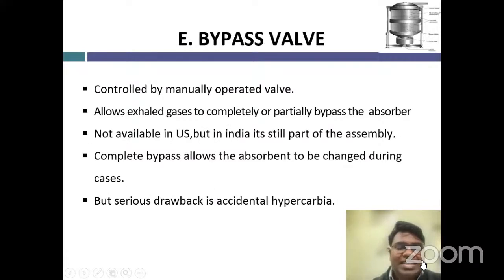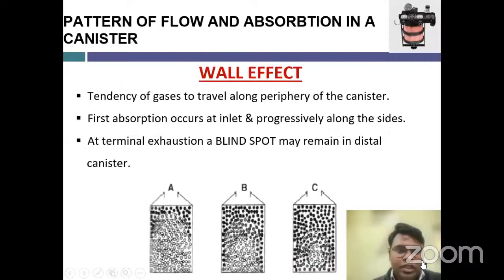Coming to the bypass valve, it is a manually operated valve which allows complete bypass of exhaled gases from the absorber and thus allows the operator to change canisters during ongoing cases. Coming to the pattern of flow in the canister. Exhaled gases flowing through soda lime have a tendency to travel along the periphery of the canister. Hence, initial absorption occurs at the inlet followed by side walls of the canister. When terminal exhaustion occurs, there is a blind spot which remains in the distal canister as shown in figure C.